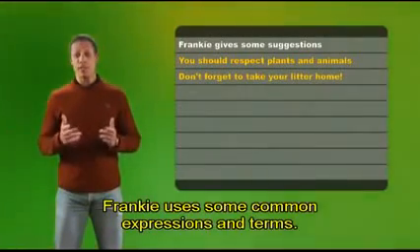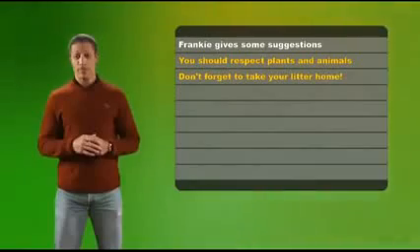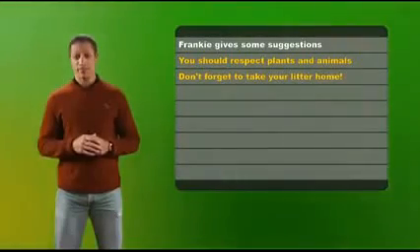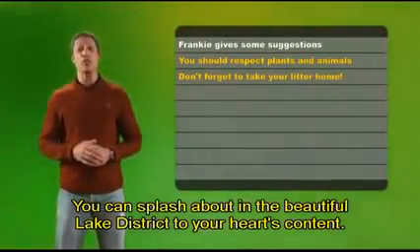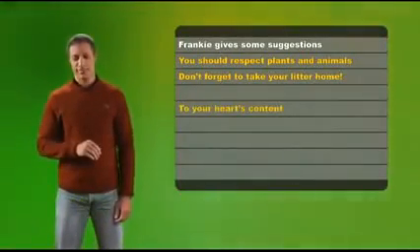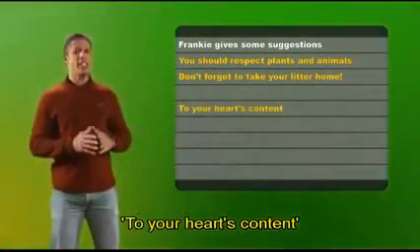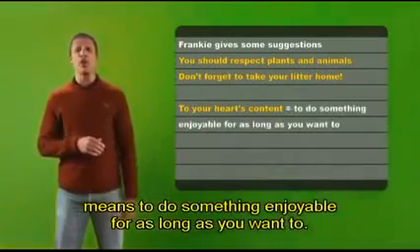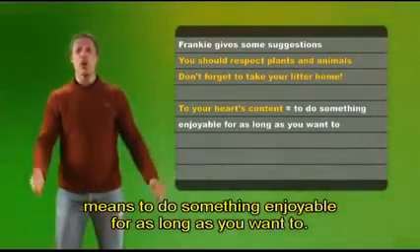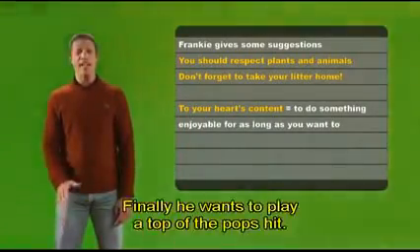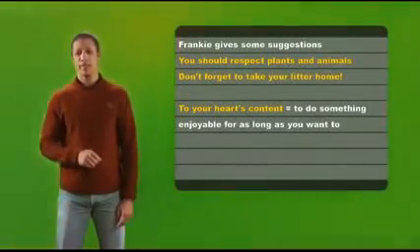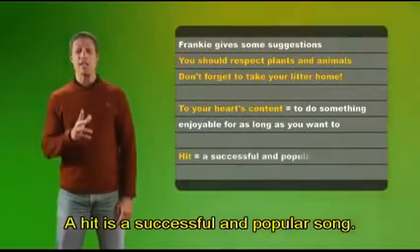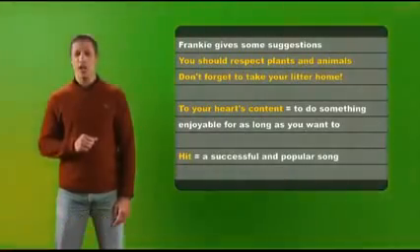Frankie uses some common expressions and terms. Let's have a look at them. You can splash about in the beautiful Lake District to your heart's content. To your heart's content means to do something enjoyable for as long as you want to. Finally, he wants to play a Top of the Pops hit. A hit is a successful and popular song.